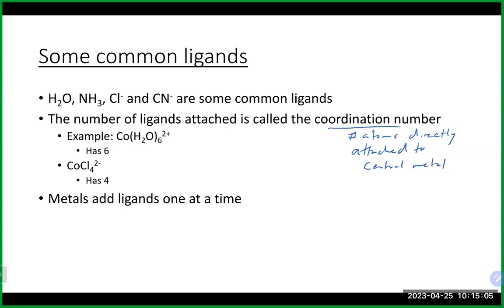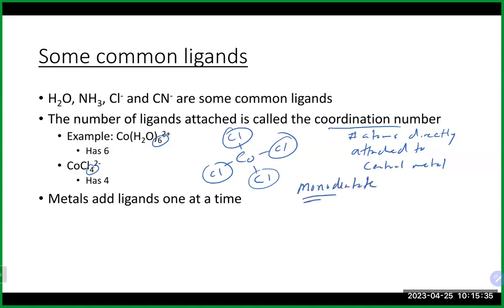So, for example, cobalt with 6 waters around it would have a coordination number of 6. The cobalt, as we just saw there, would have a coordination number of 4 because it has basically 4 atoms directly attached. Now, sometimes people mess up on coordination number because they think it's always this number here, and it's not the case. These ligands, as we'll talk about in a later chapter, are sometimes referred to as being monodentate, which basically means they attach in one place per molecule.